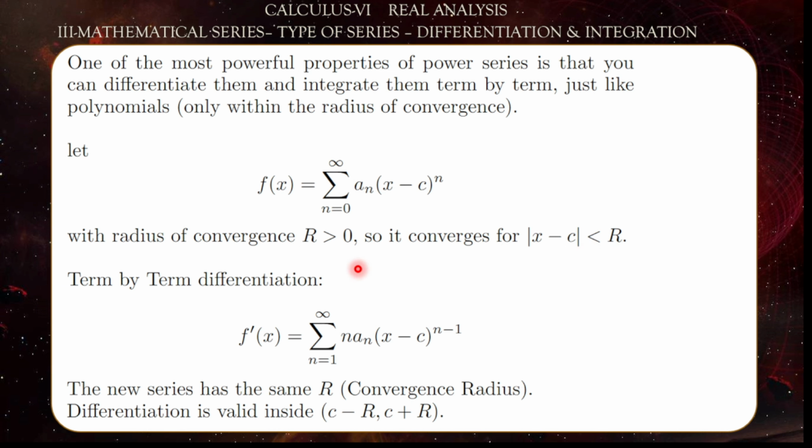Term by term differentiation, which is necessary at times in order to find or to check the convergence. So f prime of x is equal to sigma from n equals 1 to infinity of n times an times x minus c to the power of n minus 1. The new series has the same radius of convergence r. Differentiation is valid inside the interval from c minus r to c plus r.